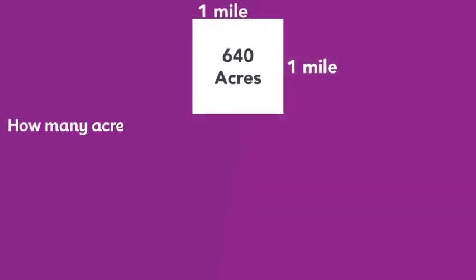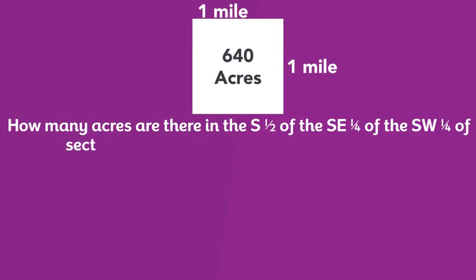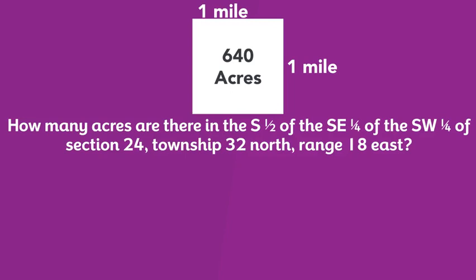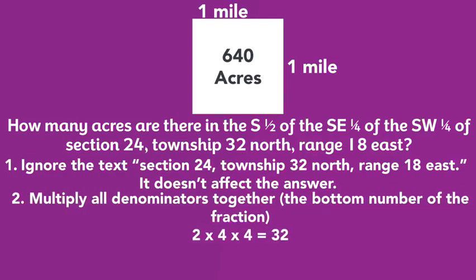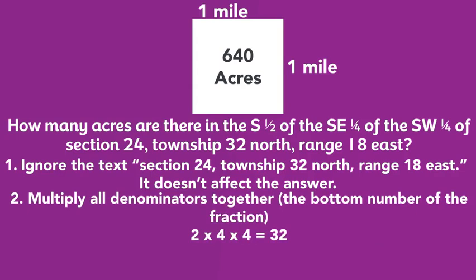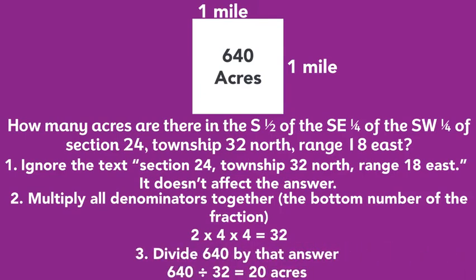For example, how many acres are there in the south half of the southeast 1/4 of the southwest 1/4 of Section 24, Township 32 North, Range 18 East? Number 1, ignore the text, Section 24, Township 32 North, Range 18 East. It doesn't affect the answer. Number 2, multiply all denominators together, the bottom number of the fraction. 2 times 4 times 4 equals 32. Number 3, divide 640 by that answer. 640 divided by 32 equals 20 acres.